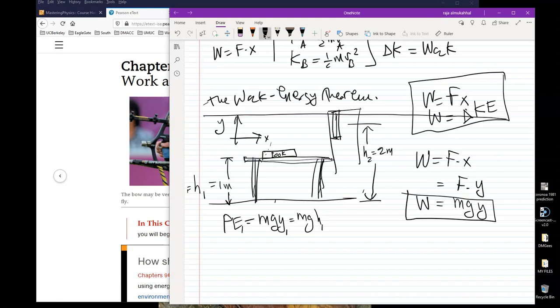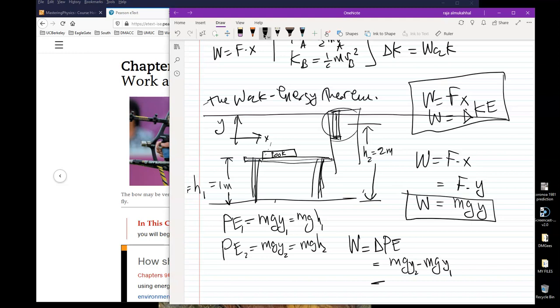That's potential energy 1. And the potential energy 2 here is mgy2 or mgh2. You can put your number, 2 meters, whatever. But the work is the difference between the two. So the work here is the difference in the potential energy. In other words, it is mgy2 minus mgy1, and that makes it mg(y2 minus y1). Well, y2 minus y1 is basically the height between the table and the shelf, h. So we can just call it mgh, okay?